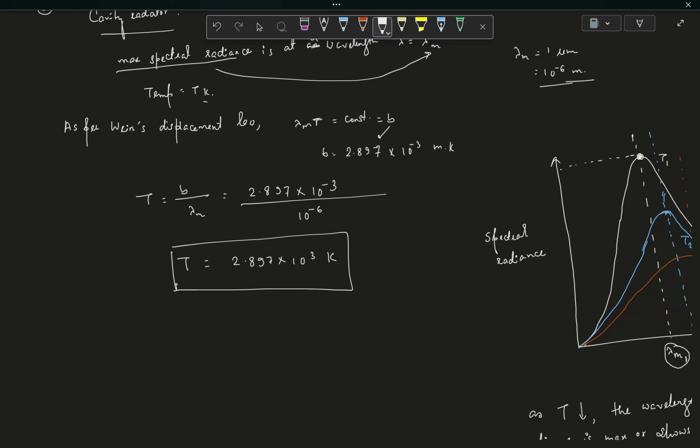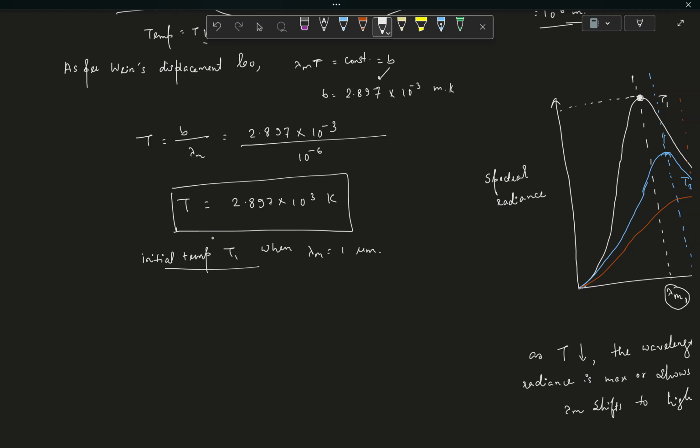So this is the temperature of the cavity radiator when the lambda m value is given as 1 micrometer. This is the initial temperature, let's say initial T1, when lambda m is equal to 1 micrometer. Now it is mentioned in the question that if you double the radiant intensity, how much will the temperature change and what will be the final temperature value.